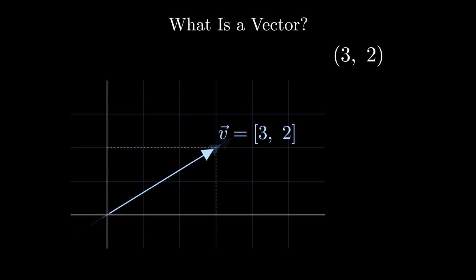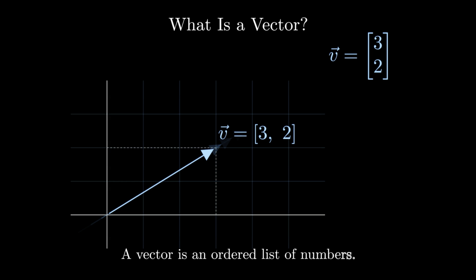But the arrow is only one way to show it. The vector itself is simply an ordered list of numbers. Now, depending on the situation, those numbers might describe movement, a position, or even the features of something.